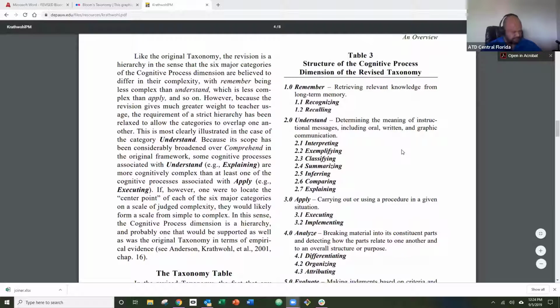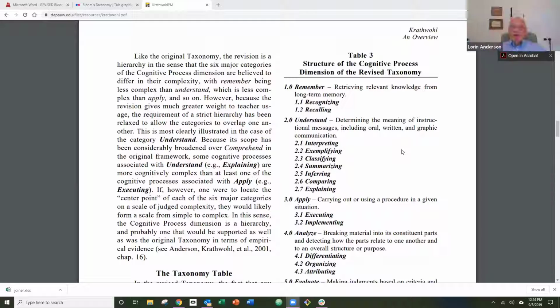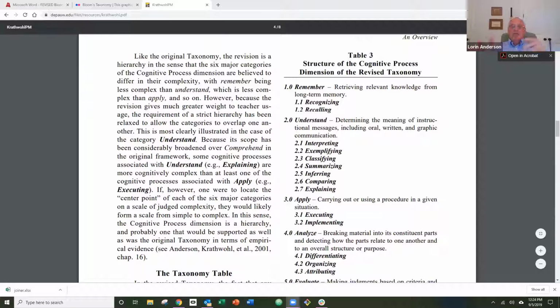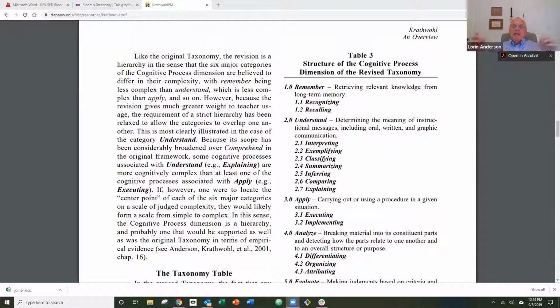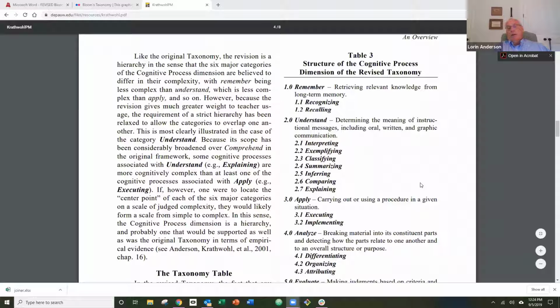Okay. So if you look at understand, you have interpreting. If students can interpret, that means say it in their own words, right? If they can exemplify, give examples. If they can take things and put them in the same category that we're talking about, classify. Then summarize, infer, which is basically predict, compare, and explain. Those are the 7 subcategories of understand. The definition is above it: determine the meaning of instructional messages, including oral, written, and graphic communication.